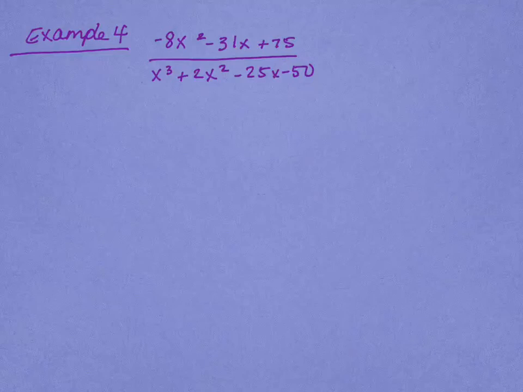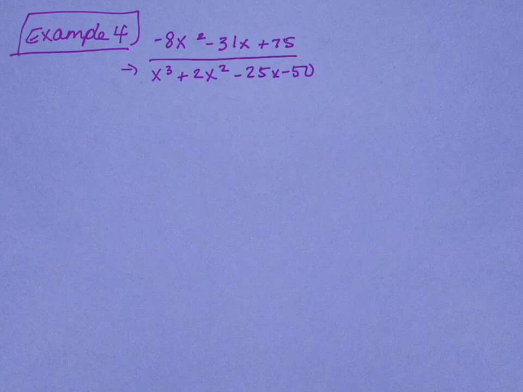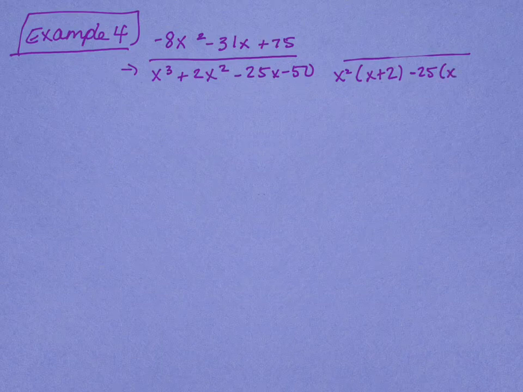Okay, so I'm on to example 4, and I'm looking at the denominator, and it looks like it's a cubic with 4 terms, so we'll try factor by grouping. So let's try to pull out x squared, and I get x plus 2. And then let's try to pull out a minus 25, and I get x plus 2.